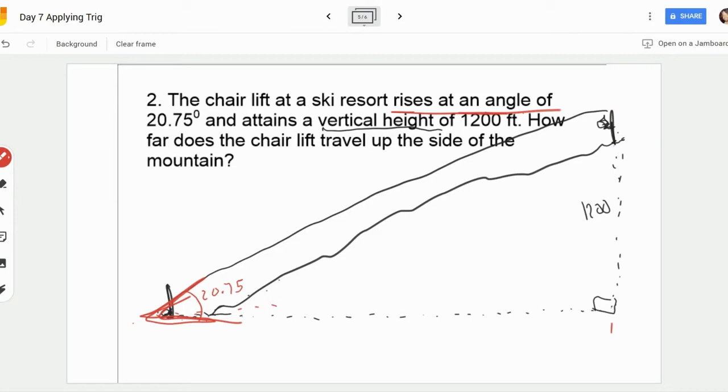We want to know, how far does the chairlift travel up the side of the mountain? Basically, how far does the chairlift go? And that's the hypotenuse. So you can just call that x, or any of your favorite variables. So we need to know which trig function to use. We only have the 90, and we only have 20.75, so we're going to have to use that angle. That's the angle from which perspective we are using.